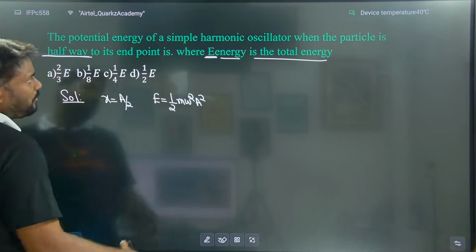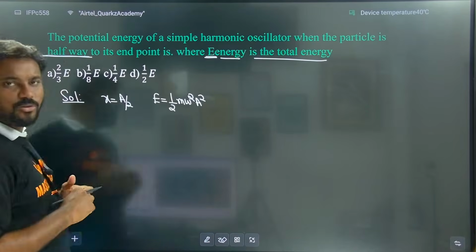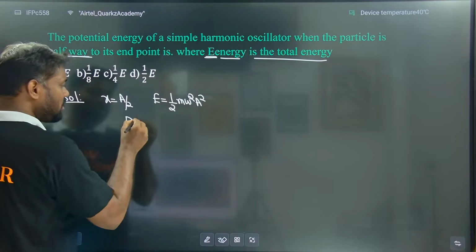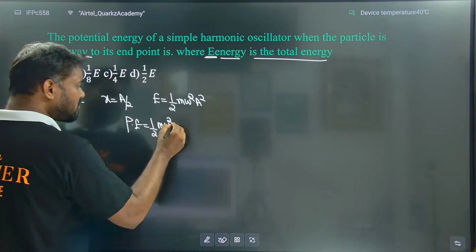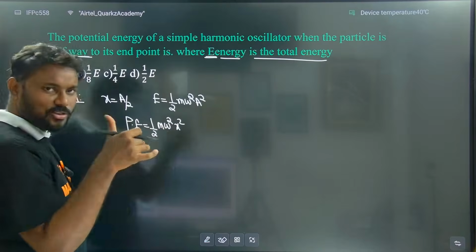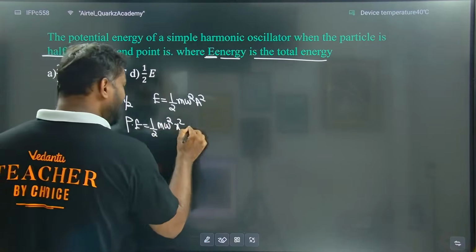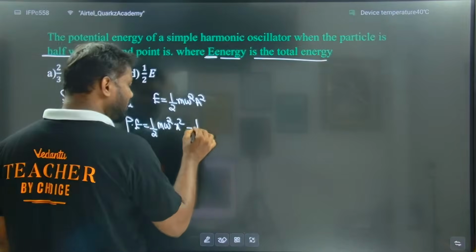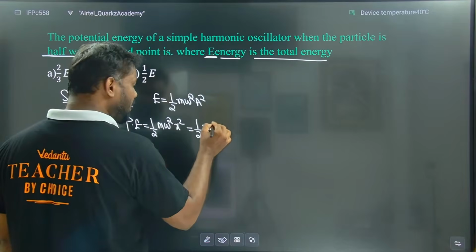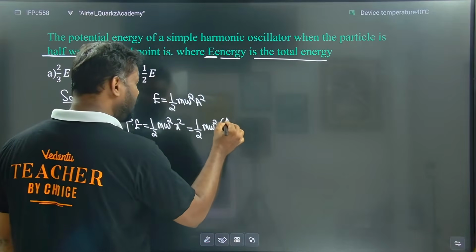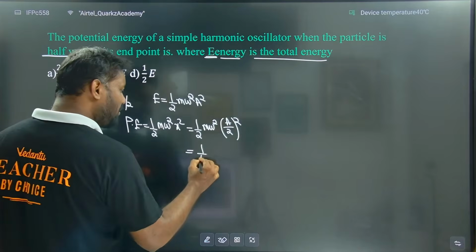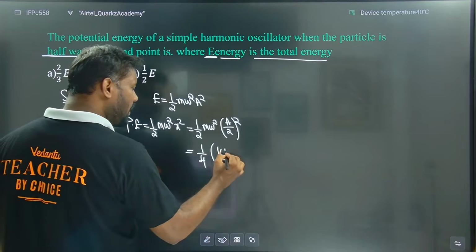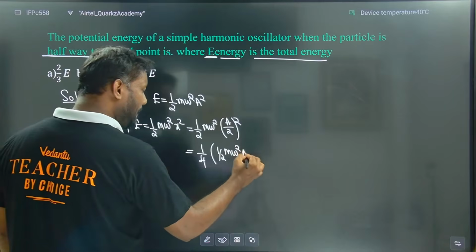இல்லையா? So because we have to calculate potential energy, எப்படி calculate பண்ணலாம்? Potential energy is equal to half m omega square x square. So m omega square ங்கிறது என்ன சொல்லலாம்? K. So x ஓட வேல்யூ என்ன சொல்லிட்டாங்க? a by 2, so half of the way. So m omega square, x ஓட வேல்யூ என்ன சொல்றாங்க? a by 2 the whole square. So இது என்ன ஆயிரும்? So this is 1 by 4 times 1 by 2 m omega square a square.